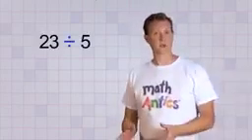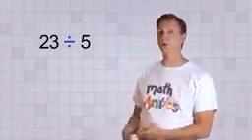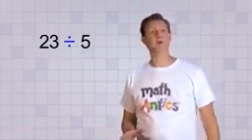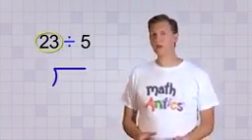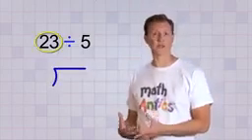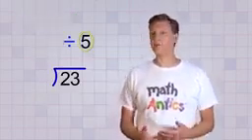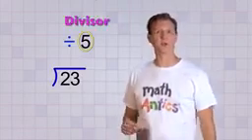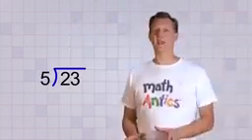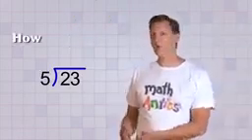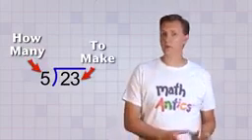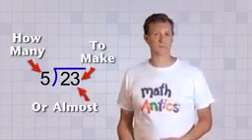Let's try 23 divided by 5. We start, as always, by making sure our problem is written correctly using our new division symbol. The 23 is what we'll be dividing up. It's our dividend. So we put it under the line, and the 5 is what we're dividing by, our divisor. So it goes out front. Okay, so now we ask, how many 5s will it take to make 23 or almost 23?